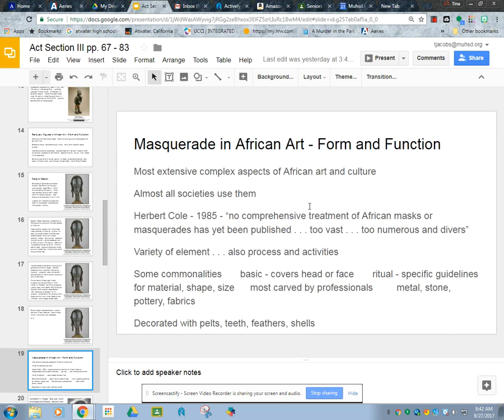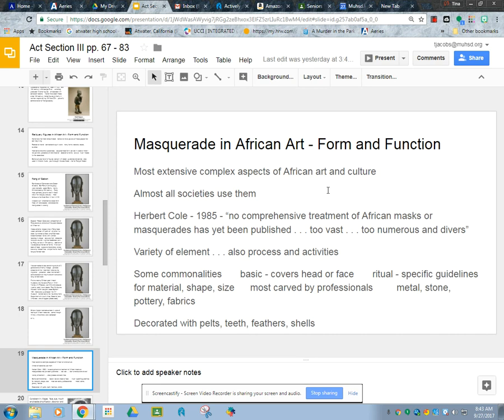Masquerade in African art, form, and function. This is the most extensive and complex aspect of African art. Almost all societies used masks. Herbert Cole, 1985, wrote that no comprehensive treatment of African masks or masquerades has yet been published. It is too vast, too numerous, and too diverse.